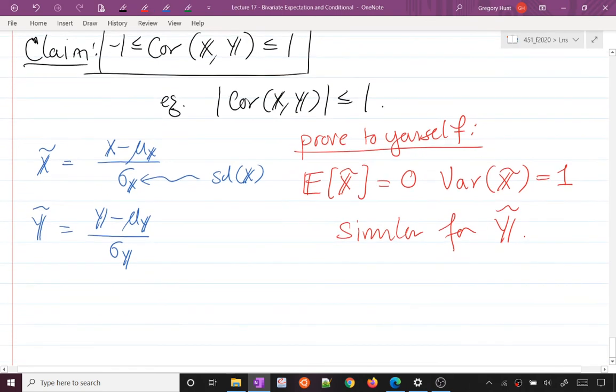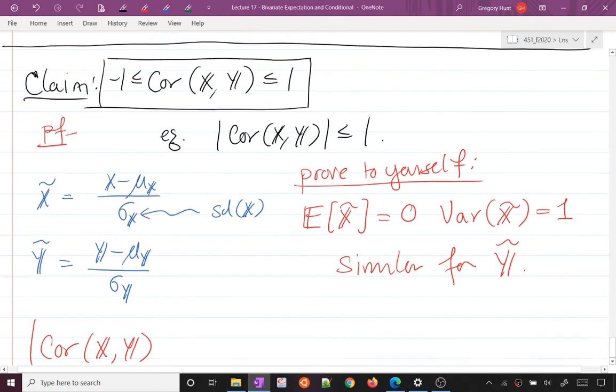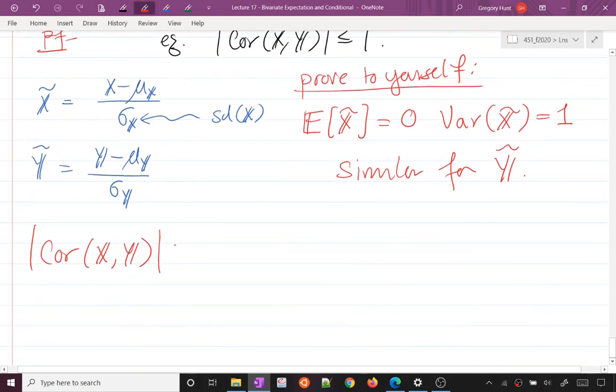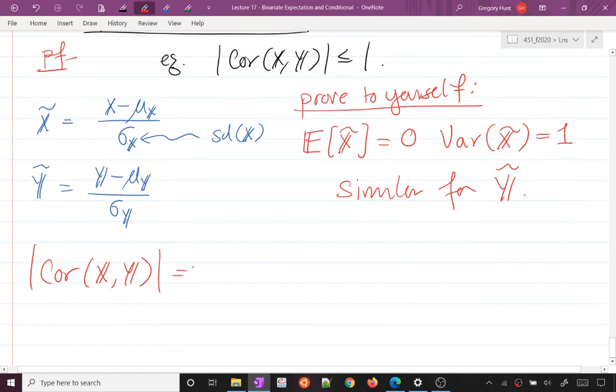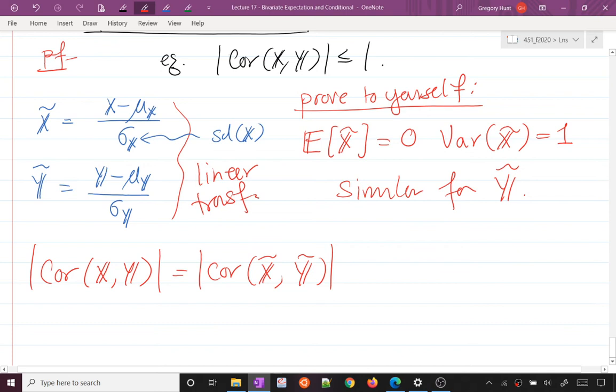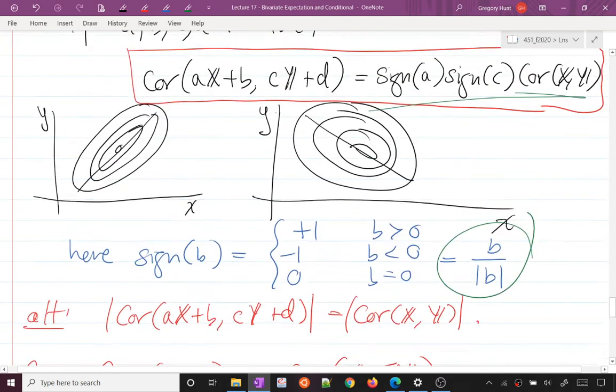I can do this because we're basically proving this theorem. Here's the claim: the absolute value of the correlation of x and y is between -1 and 1. So what we want to prove is that this correlation between x and y is less than 1. But we can instead, because these are just linear transformations, right? I subtract off and I divide through by a constant. I know that the absolute value of the correlation doesn't change. So that's where this theorem comes into play.